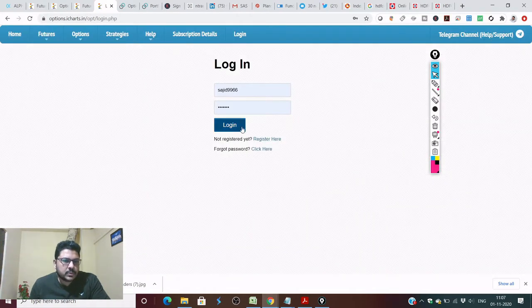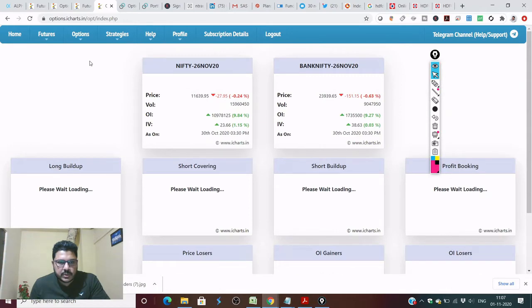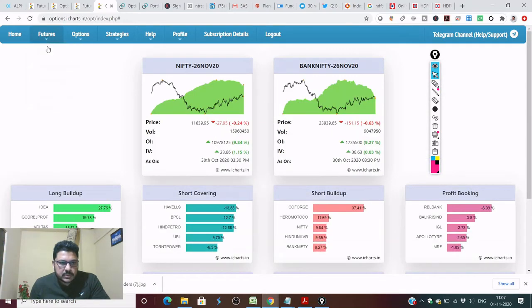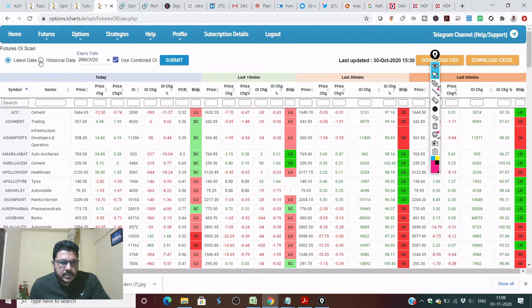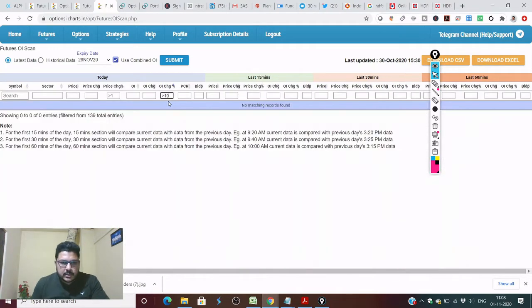let's go to futures OI scan. This is a very good tool which you can use. So what I'm going to do is say price change greater than 1 and OI change greater than 10. So let's see if we can get anything here.